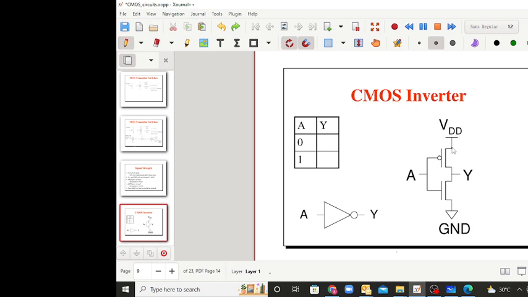So now here you have one PMOS transistor and one NMOS transistor, and the gates of both the P and N should be connected together, and the input should be given over here. So this is the connection. There is a series connection here, and the output is taken at the middle point.